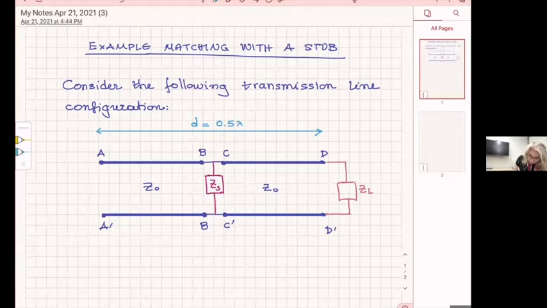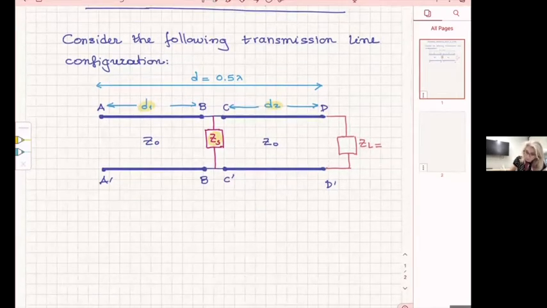And then you want to find D1, which is this, D2. Obviously, D1 and D2 are not independent. So if you find one, you know the other. And you want to find ZS. So practically what we want to find is this, and this, when we know that ZL is equal to, say, where.